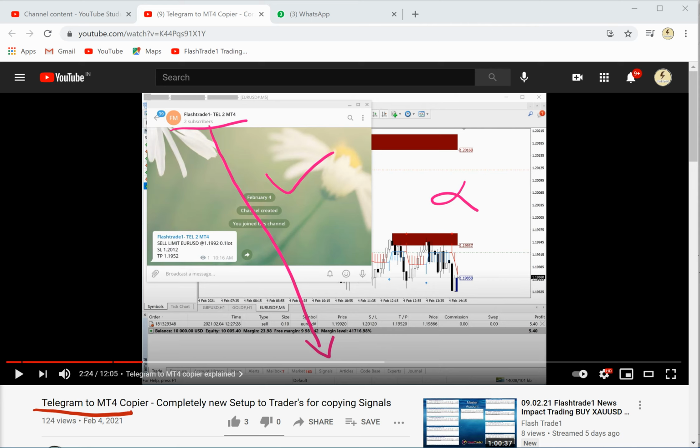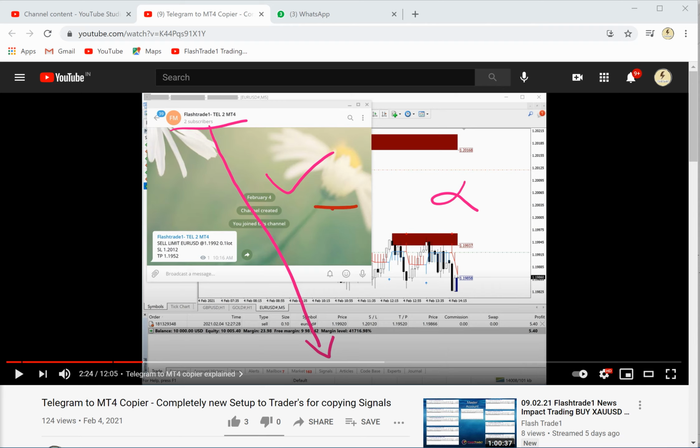If any trader or client wants to be part of this Telegram to MT4 copier, then they need to connect their account with this Telegram channel. How to connect their MT4 account to this Telegram channel, ask our WhatsApp or our Telegram executive, they will guide you. So to be part of this Telegram to MT4 copier, one needs to attach their MT4 to this Telegram copier. Let me explain in brief how it works.